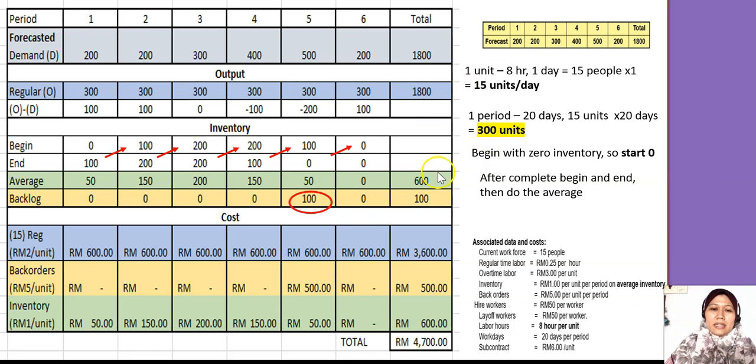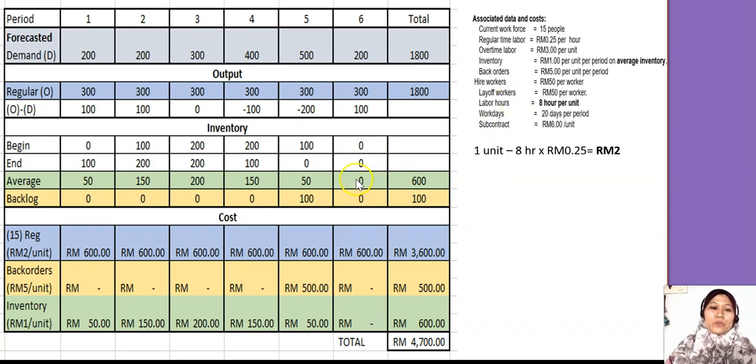Okay, next. And then syarat dia kata tadi satu lagi, make sure end of the period 6 ni 0 inventory. Dia tak nak inventory. So now we're going to do the cost. So we want to know 1 unit cost ni berapa for the regular. So we know that 1 unit perlu 8 jam. So 1 jam is 25 sen. So 1 unit, 8 jam kali 25 sen, so RM2 satu unit. So we put here RM2. So we know satu unit for regular 300 times RM2 per unit, so we have 600. So you do for all the periods because it's the same one, 300.